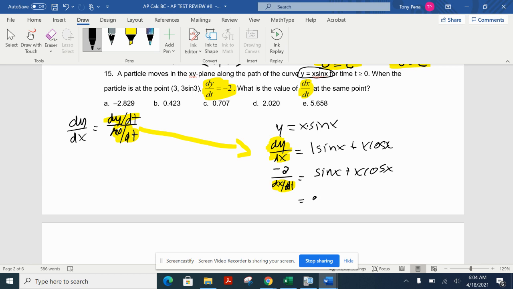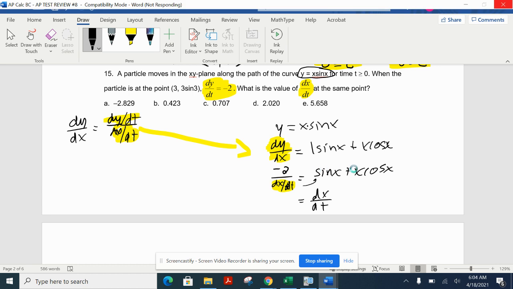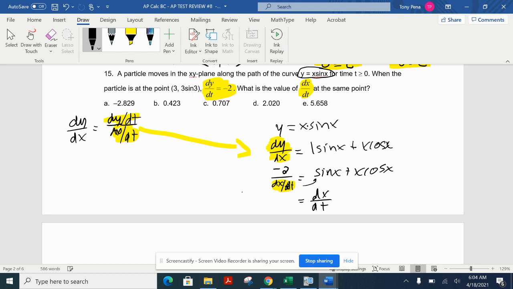So let's multiply the dx/dt to the other side. We multiply this over, and then we divide by sine of x plus x cosine of x, so that we get -2 divided by all of that: -2 over sine of x plus x cosine of x.